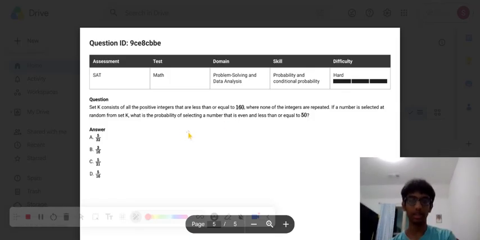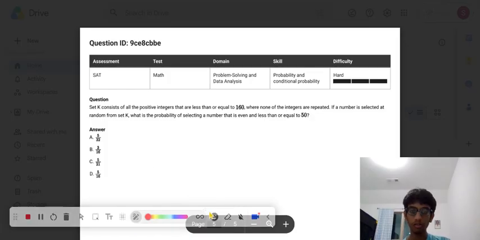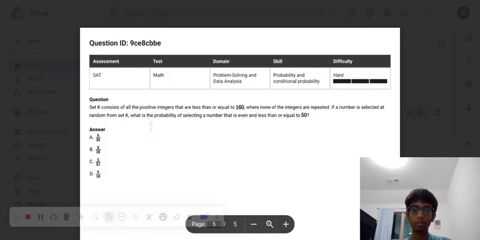a little bit about probability. So probability is the chances of getting something or not getting something, right? So there are several terminologies that you need to know. First is and, and then the second is or. There are others, but for the purposes of the SAT, this is what you need to know.